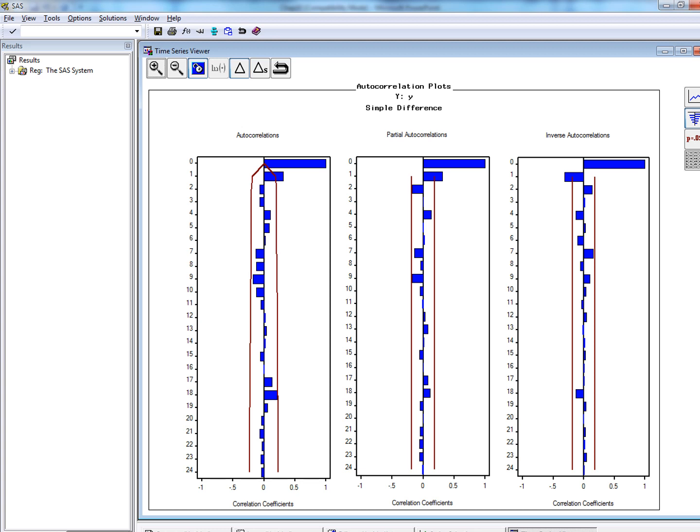It's tricky. To be honest, they both look like they cut off, don't they? The autocorrelation looks like it cuts off after 1. The partial autocorrelation looks like it cuts off after 2. But we know that's not possible. So we have to think about which one we think cuts down the most. I think the autocorrelation cuts down the most. So if we were to buy into that, that means we'd be fitting a moving average model of order 1.